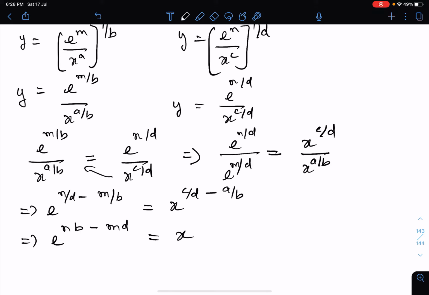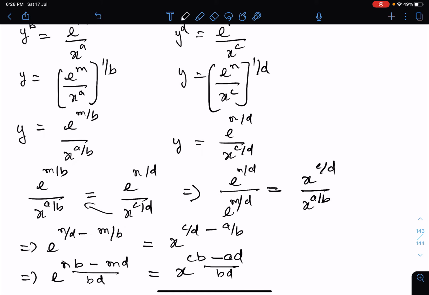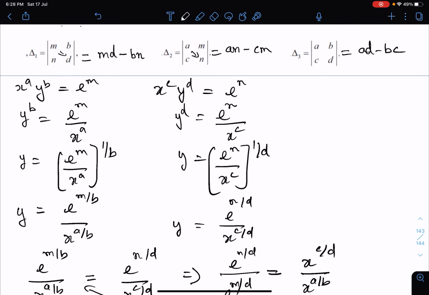Here it is going to be x^(cb − ad), then over bd and over bd. Now actually in the numerator you can substitute Δ1, Δ2, Δ3. nb minus md, where do you get it?